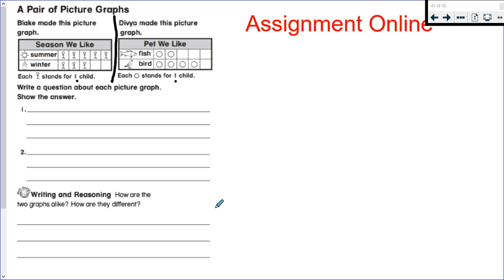Then for writing and reasoning, how are the two graphs alike? So you are comparing and contrasting, and also how are they different? Try to figure out one thing that is the same and one thing that is different between the two graphs. Extra bonus points if you can write in complete sentences, nice and neat.